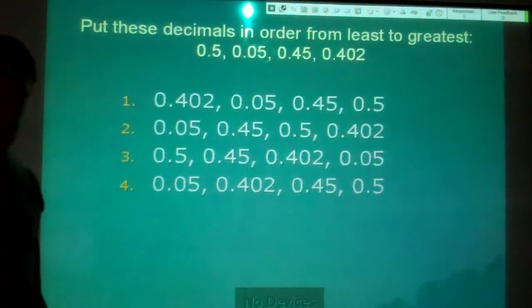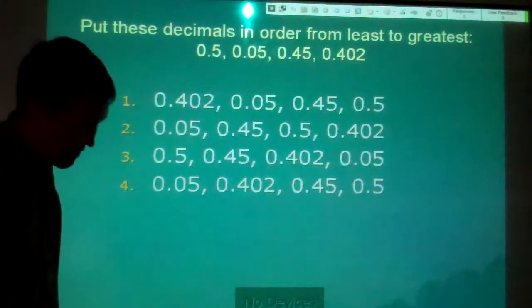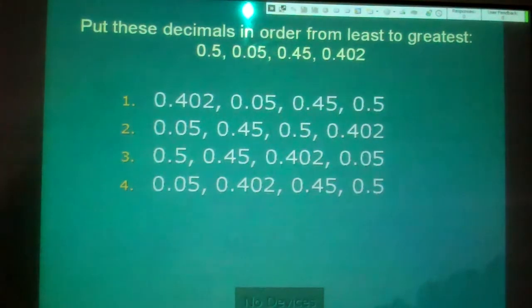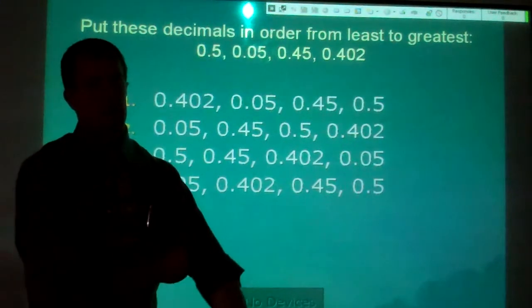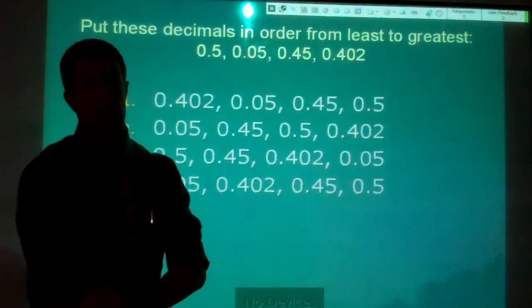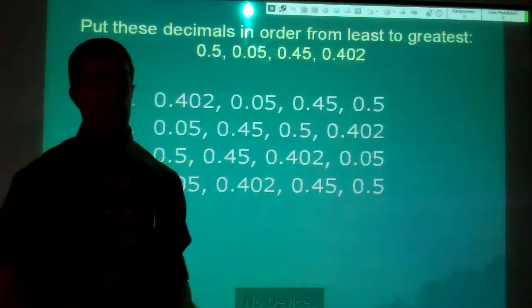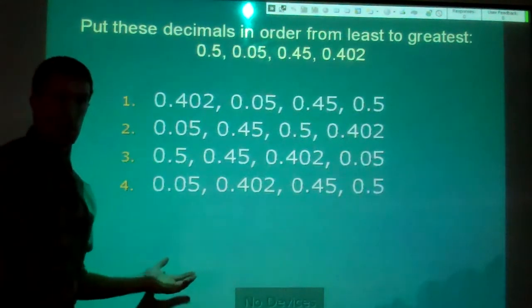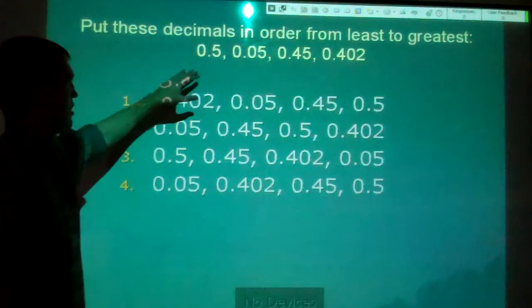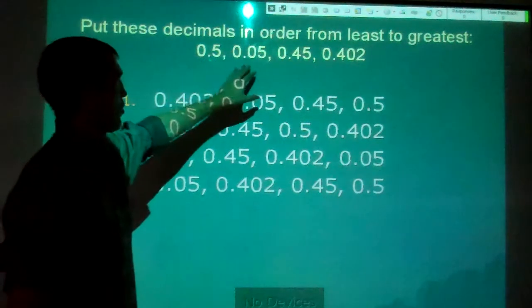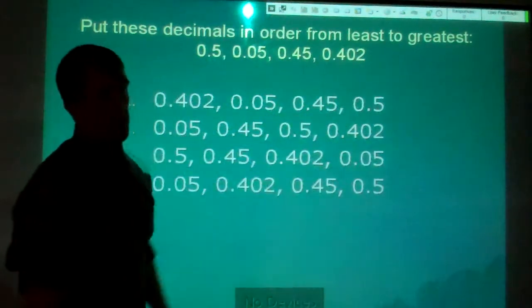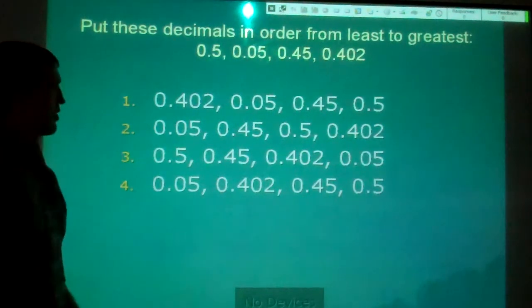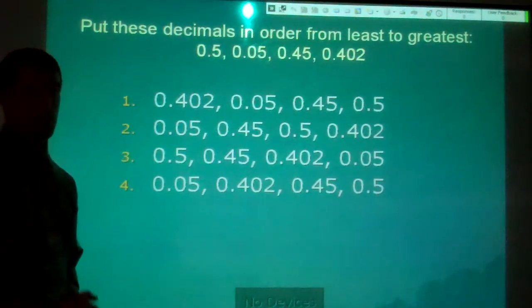Alright, placing decimals in order. We're going to cover it in a couple slides here, but what I would suggest is turning these all into percents, and that should make it a little bit easier. Place value can get a little confusing, so we're going to order 0.5, 0.05, 0.45, and 0.402, the unofficial names, mind you. We're going to place those in order.